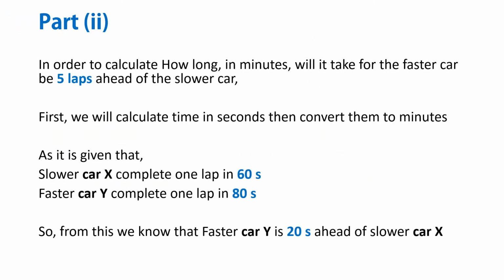Part 2. In order to calculate how long in minutes it will take for the faster car to be 5 laps ahead of the slower car, first we will calculate the time in seconds, then convert it to minutes. As it is given that the slower car X completes 1 lap in 60 seconds, and the faster car Y completes 1 lap in 80 seconds, from this we know that the faster car Y is 20 seconds ahead of the slower car X.